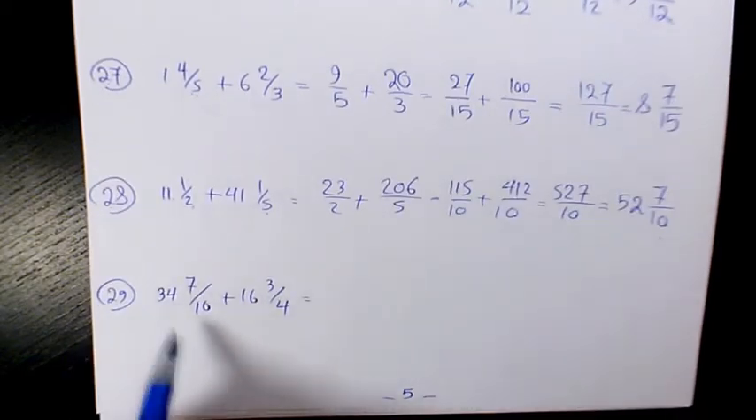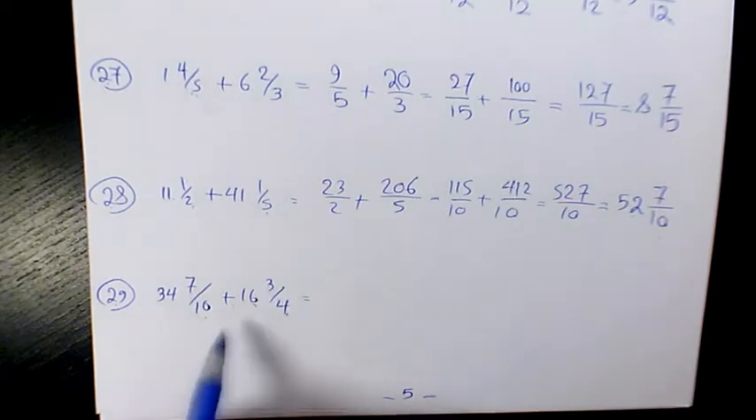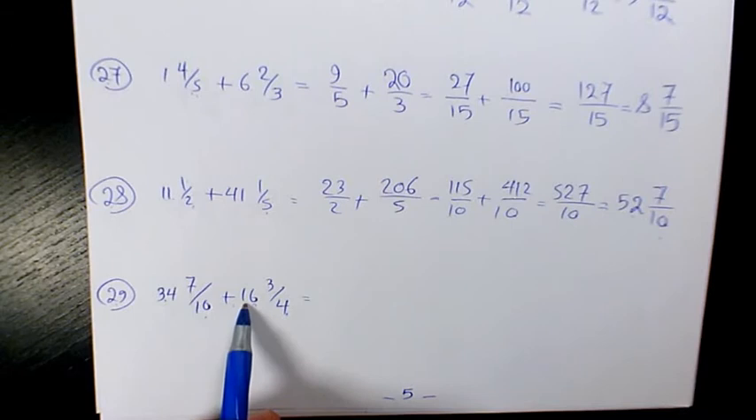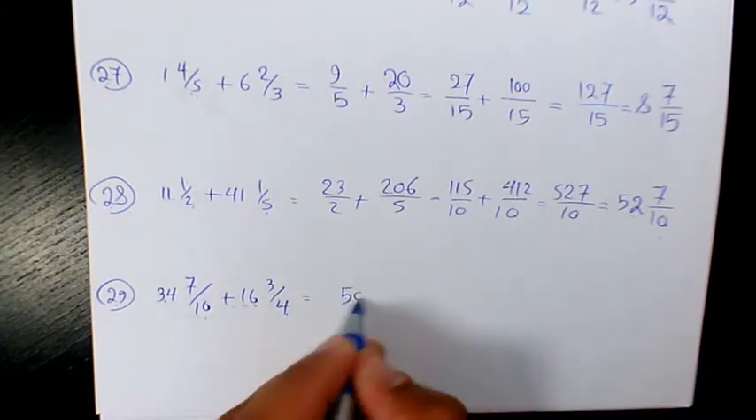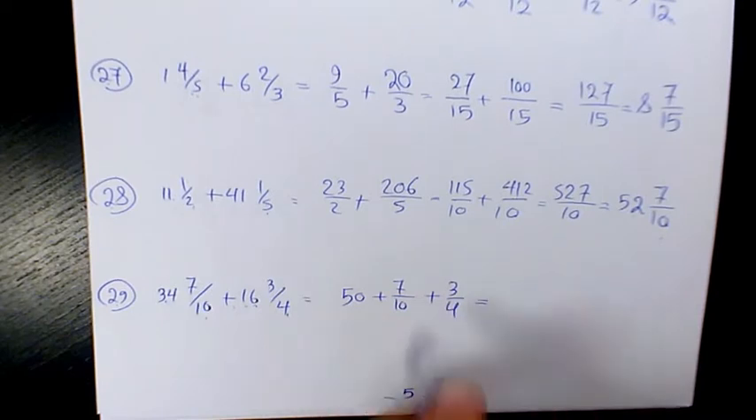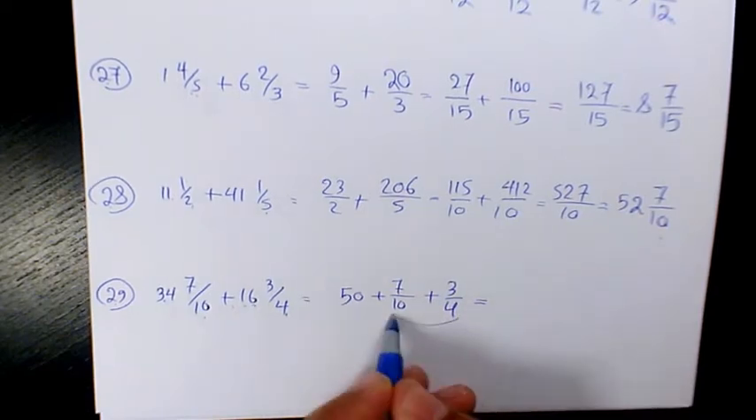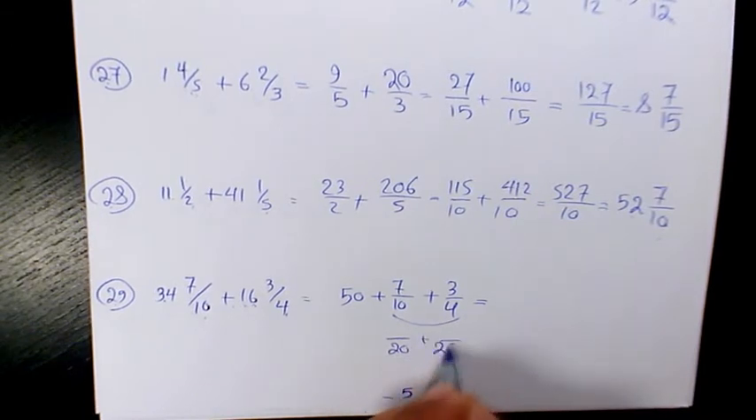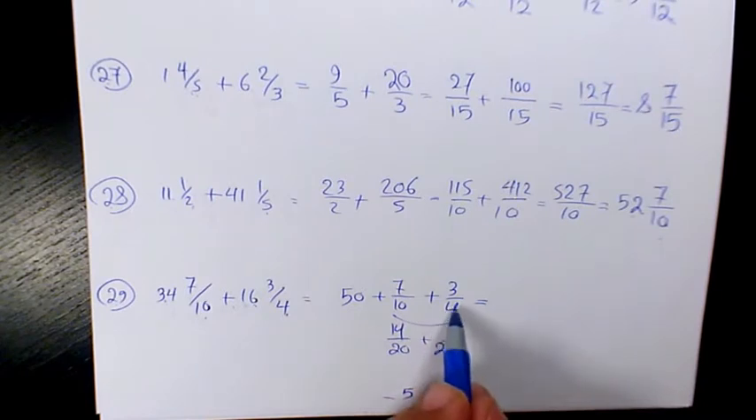Next one. 34, 7 over 10 plus 16, 3 over 4. Let's do it the second way. 34 plus 16 is going to be 50 plus 7 over 10 plus 3 over 4. So when you add these two, that's going to be 20 plus 20 because 20 is the LCM of these two. 7 times 2, 14. 3 times 5 is going to be 15.